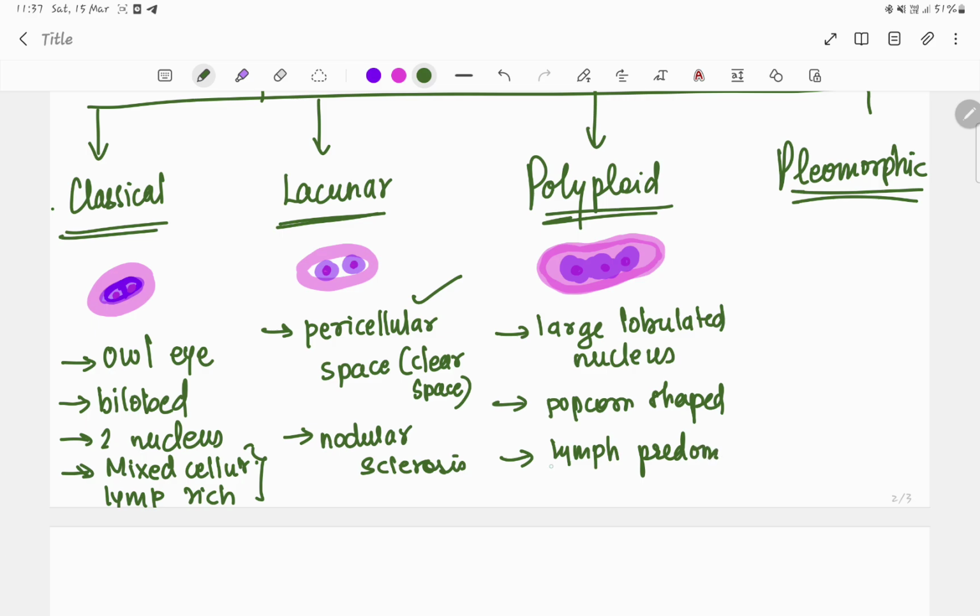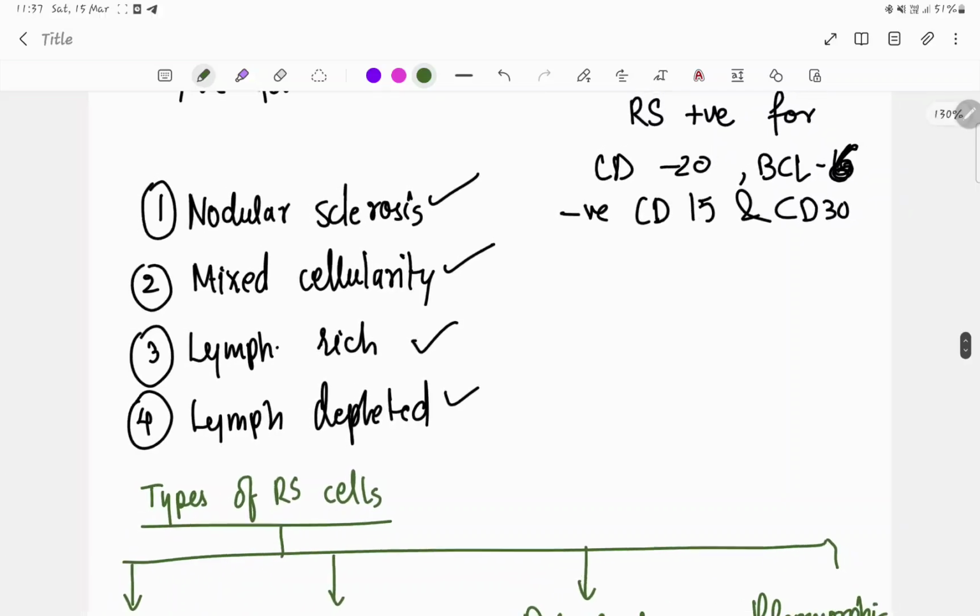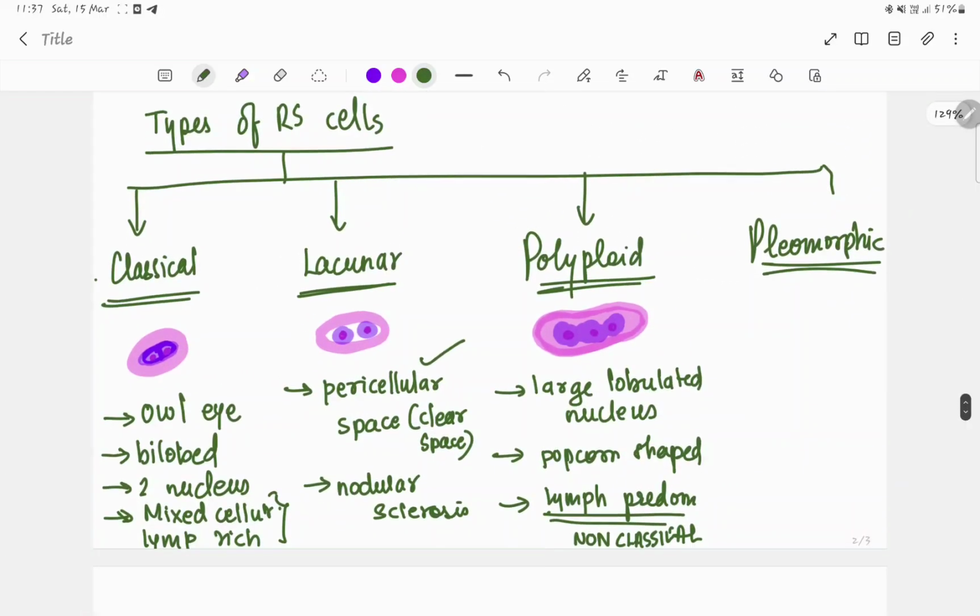Now lymphocyte predominant, if you can remember, it is a type of non-classical one. So the one that is seen in non-classical or the nodular lymphocyte predominant is the popcorn type. In mixed and lymphocyte rich, we can see classical, nodular sclerosis, lacunar. Now only one is left, that is lymphocyte depleted. In lymphocyte depleted, you see pleomorphic.